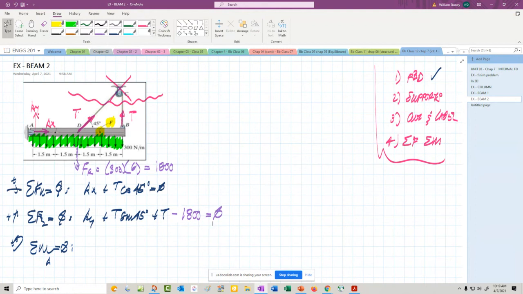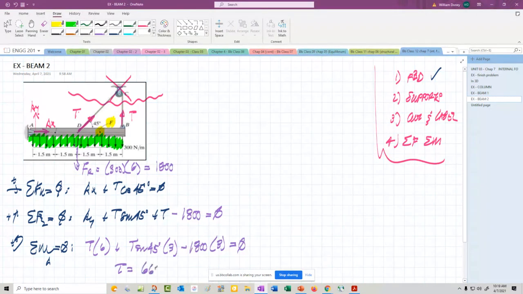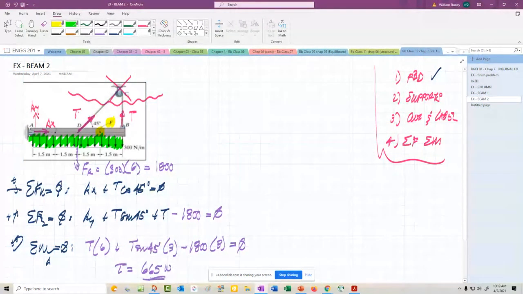And the moment about A, let's see, will be the tension on the end times 6 plus the tension sine of 45 acting at 3 minus 1,800 acting at 3. That has to equal 0. Tension here will be 5,400 over 8.1, which is 665 newtons.